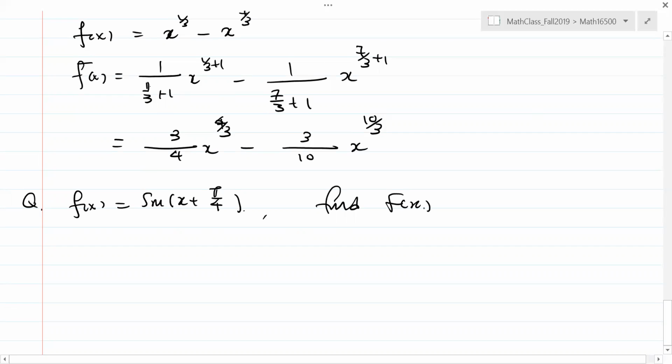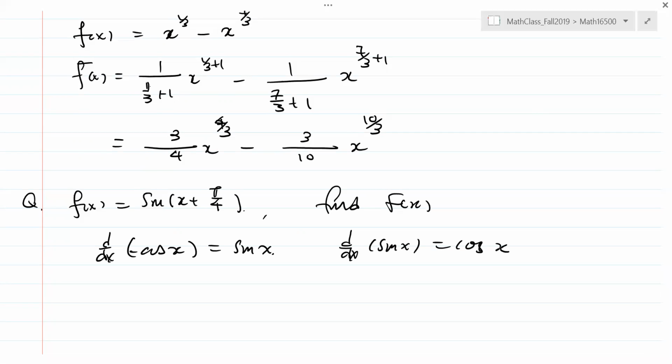If the function is given as sine of x plus pi/4, how do we find the antiderivative? There are a couple of ways to do it. One is by guessing and trying. I know the antiderivative of sine is negative cosine, because the derivative of negative cosine x is sine x. The derivative of sine x is cosine x, so the antiderivative of cosine x is sine x, but the antiderivative of sine x is negative cosine x.